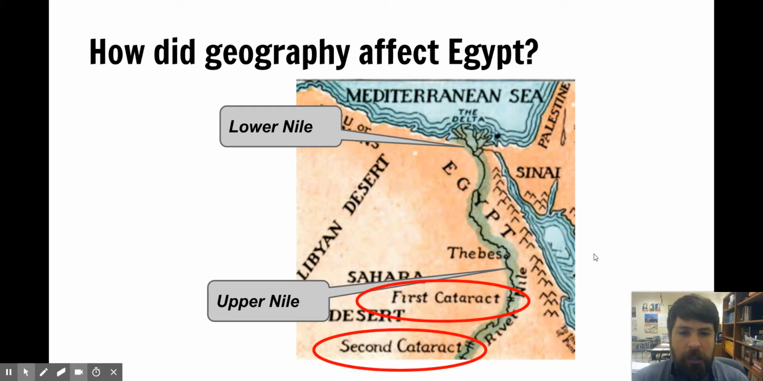And we also have some cataracts or waterfalls to the south, which, to some extent, separate Egypt from the rest of Africa because they can't travel past those cataracts on the Nile River.